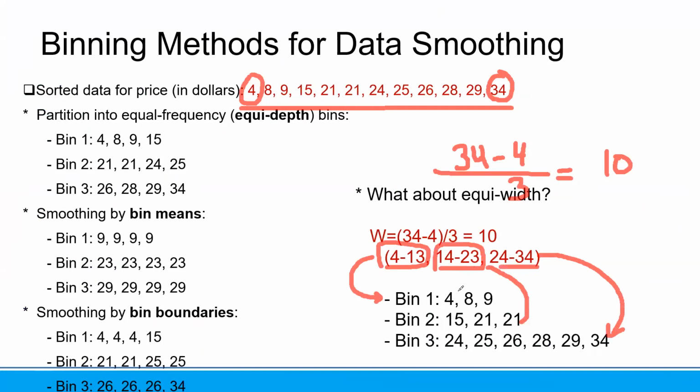So you can check 4. Okay, this is in bin number 1. 8, it is in bin number 1. 9, it is in bin number 1. What about 15? 15, it is in bin number 2. 21, it is in bin number 2. 24, it is in bin number 3. So the bins here with equi-width will be different from the equal frequency. Okay. That's the binning method.